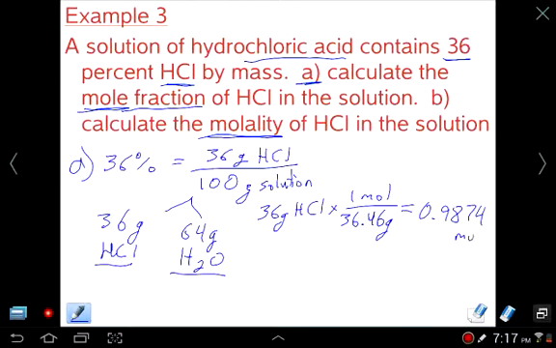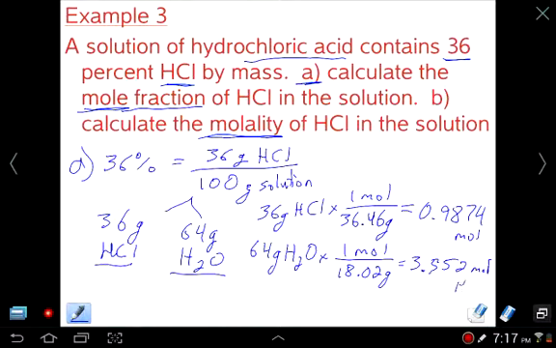Moles of HCl. If we do the same thing to water, we got ourselves 64 grams of H2O. A mole of water is exactly 18.02 grams. So 64 divided by 18.02 gives us 3.552 moles of water. And now we can get our mole fraction.